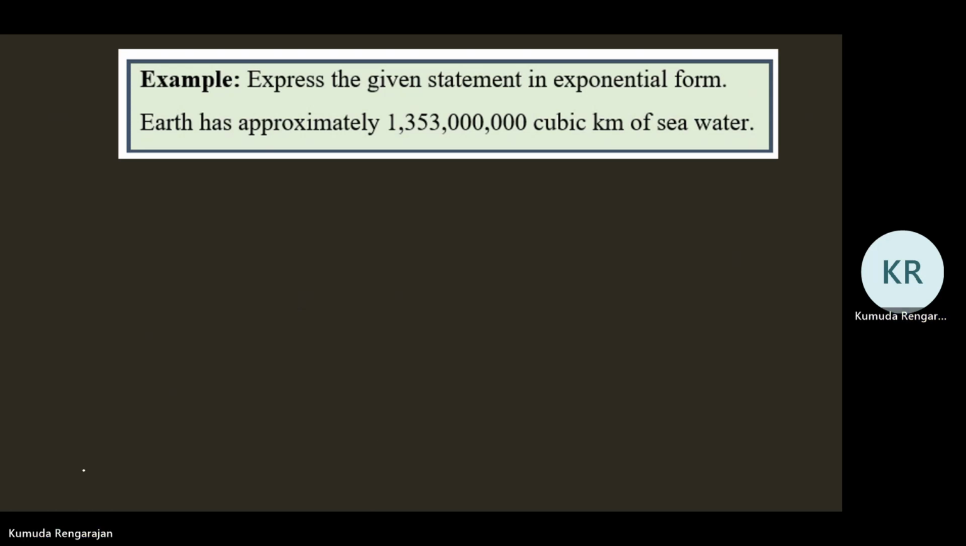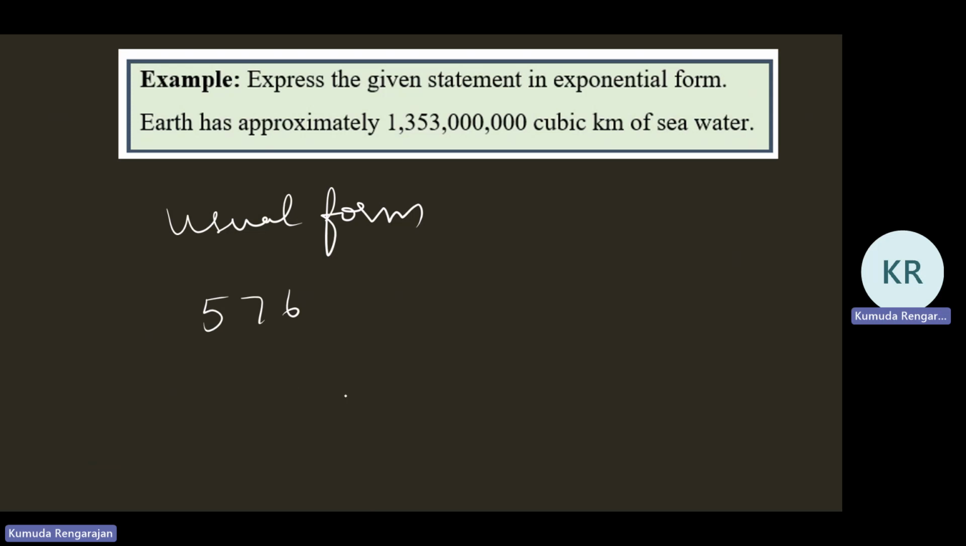Scientific notation. The given number is in the usual form. You should change it to the standard form. Usually we write it like this, that's the usual form. If you want to put it in standard form, the decimal point is here, 1, 2. So 5.76 into 100. So next step, 5.76 into 10 to the power 2.